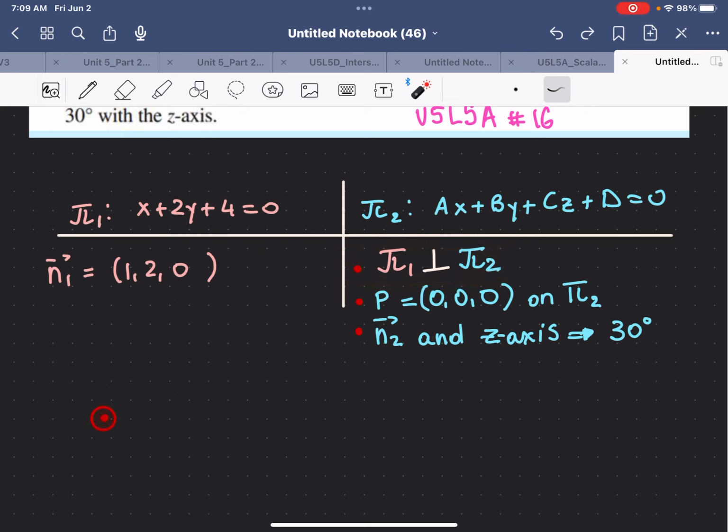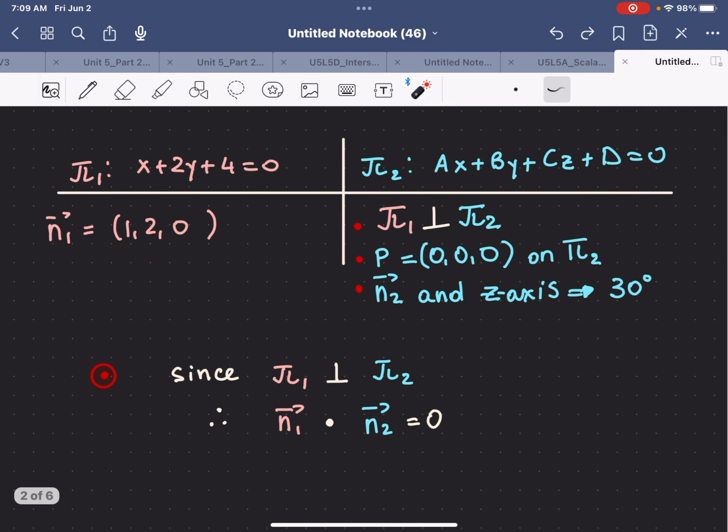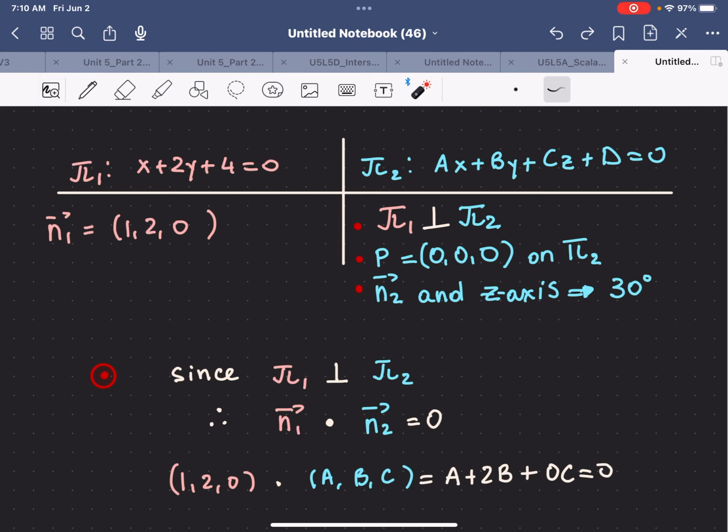So we're going to say that since plane pi 1 is perpendicular to pi 2, therefore the normal to plane pi 1 dotted with the normal to plane pi 2 must equal 0. The normal to plane pi 1 we already determined, it is 1, 2, and 0, whereas the normal to plane pi 2 will be defined by the coefficients of x, y, and z, which means that n2 must be a, b, and c. And the dot product of these two normals would be equal to A plus 2B plus 0C equals 0.